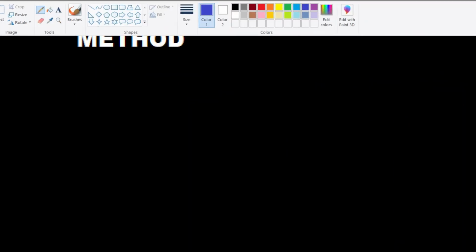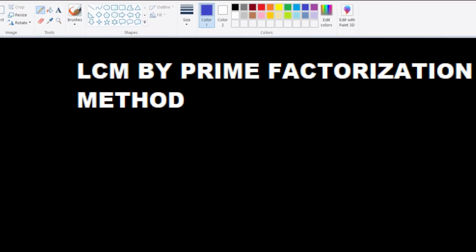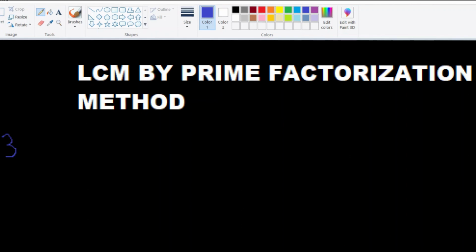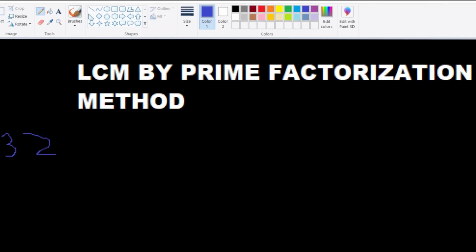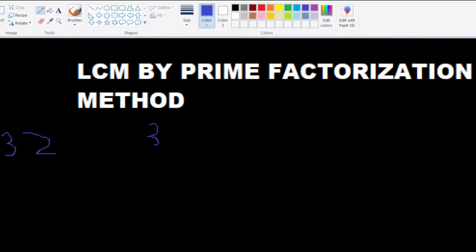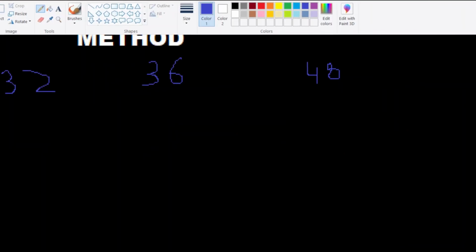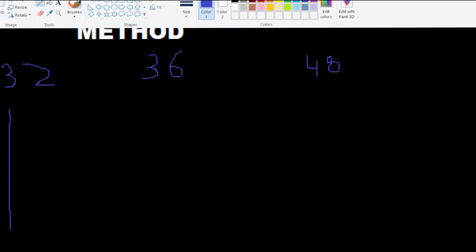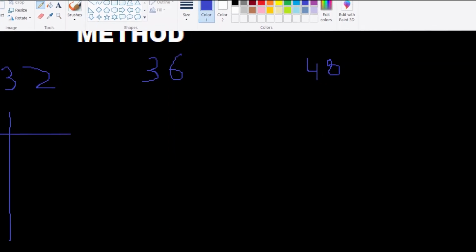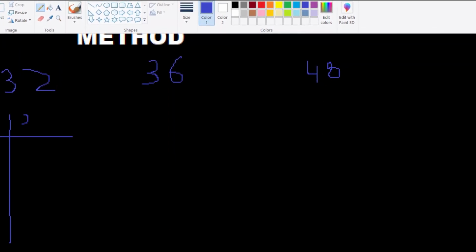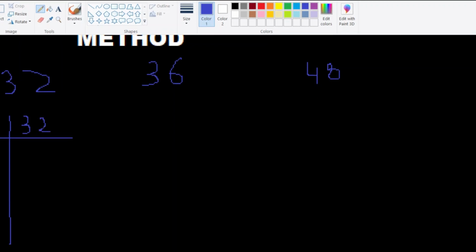Let's choose three numbers for the LCM. Let's go with 32, 36, and 48. Let's suppose we have these three numbers. Now you do remember the prime factorization. You basically make prime factors of all these numbers.